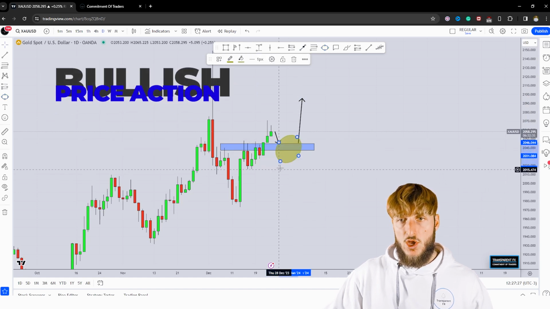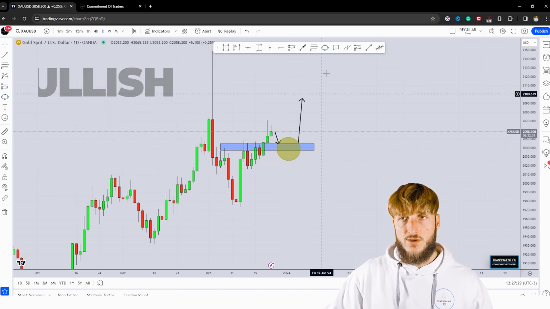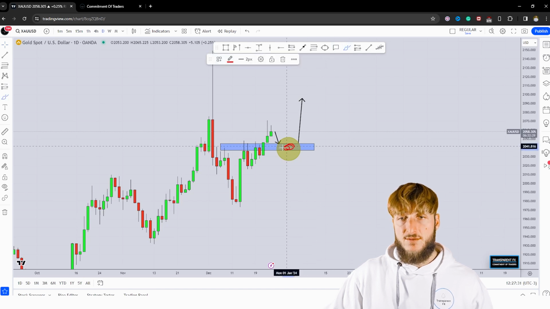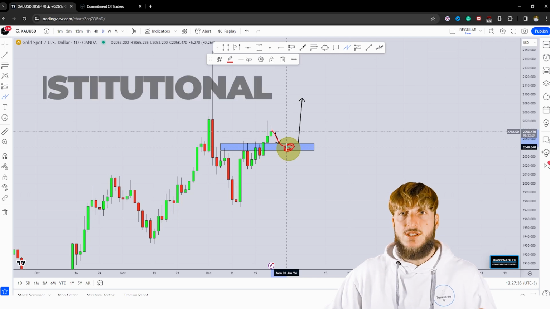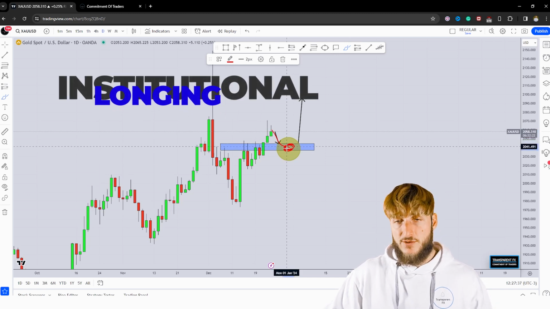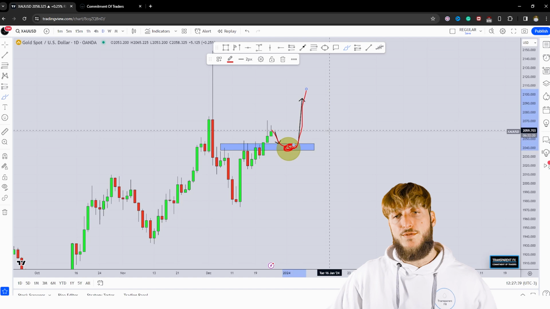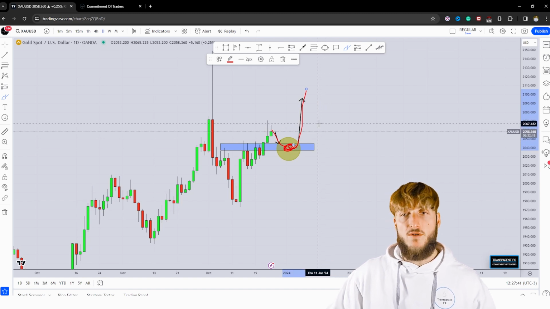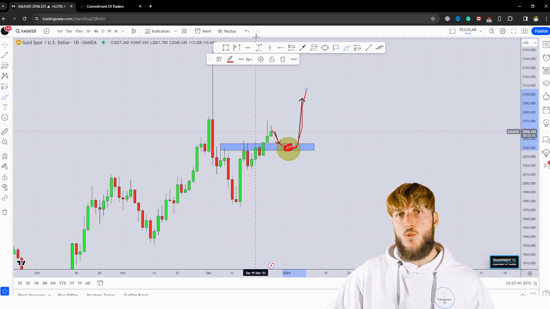So essentially, we have quite strong confluence of support here from a daily perspective that if the market will go and test it, we could expect to see some institutional longing happening inside of this zone, which at that point would further increase the probabilities of a potential rejection to the upside away from this level.